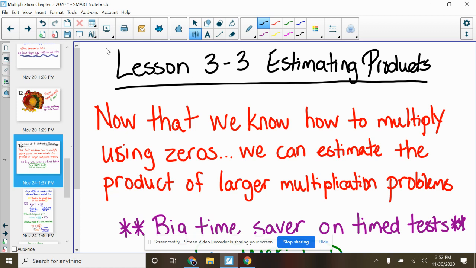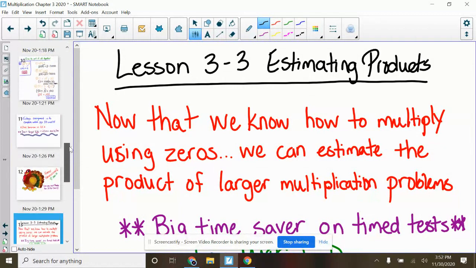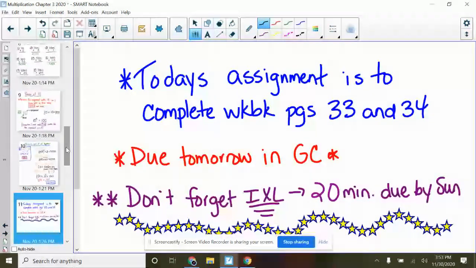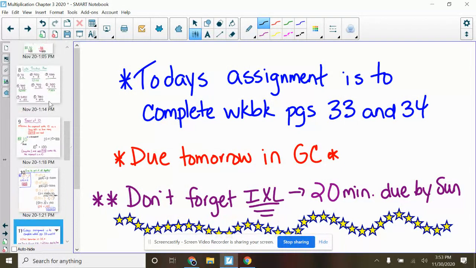Today, we're going to continue our learning on this multiplication math that we've been working on in Chapter 3. So yesterday for homework, you had to complete a small homework assignment that had you practicing some mental math. And that was on workbook pages 33 and 34. So just to take a couple of minutes to review what we did in class yesterday, we looked at a couple of different things.